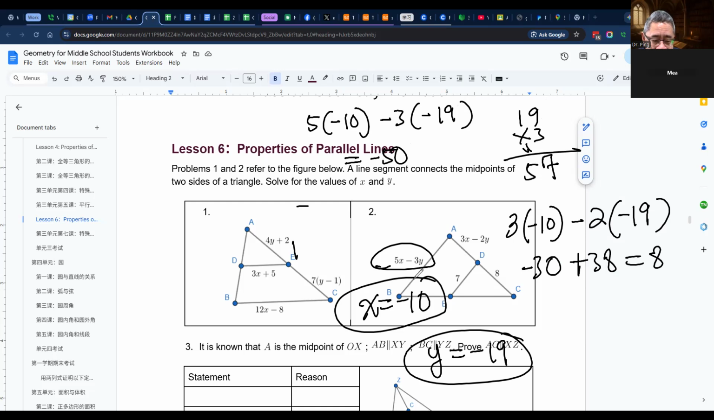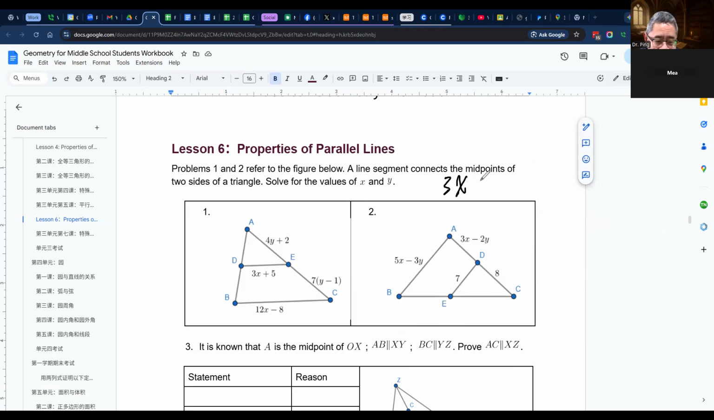We only got 7. It should be twice of that, so that's how we know something's not right. Okay, let's go back. 3x minus 2y should be equal to 8. Then 5x minus 3y should be 14. So I might have messed up here. Instead of 14, I probably did 7.